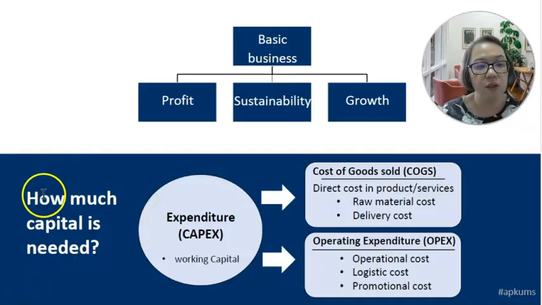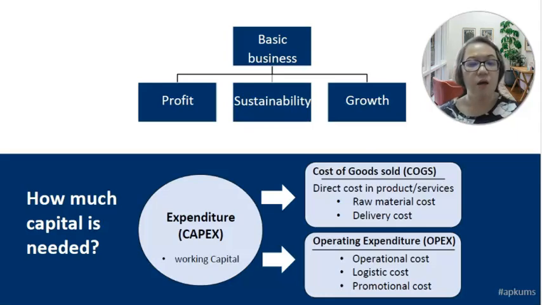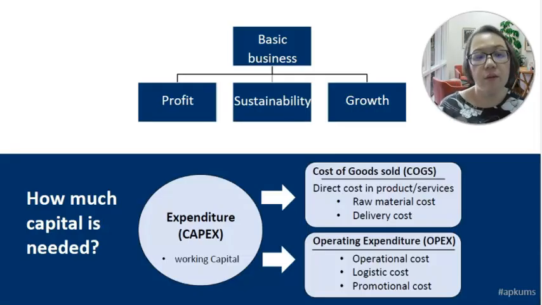So first, we need some money to start our business. The money that we start our business with is called capital. How much capital is needed? It depends on 3 things. First, how much money you need to buy some assets such as tools, equipment, it may be cars or even a building, right? Second, it depends on the cost of goods sold.